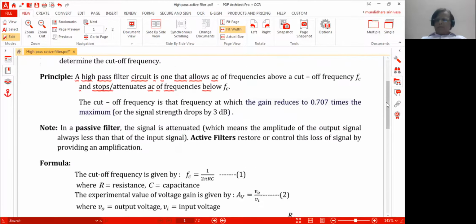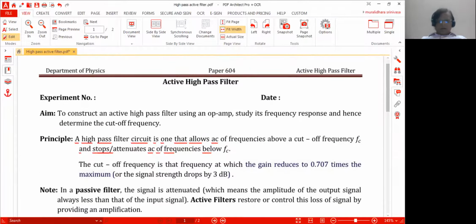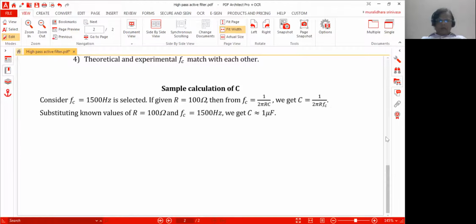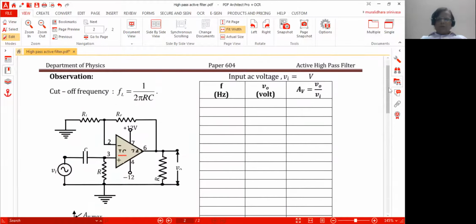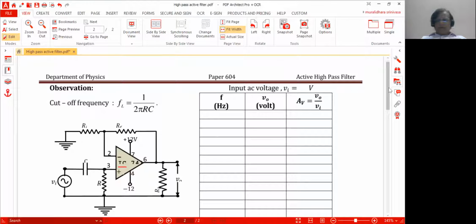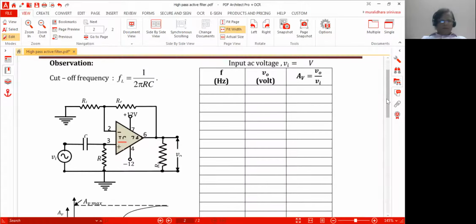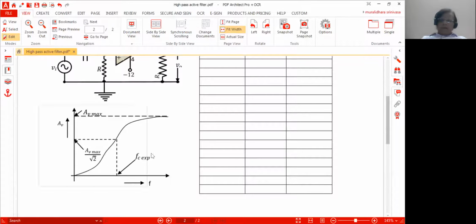Now, what is the procedure? There was a graph which I forgot to tell you about. So once you measure the output for each frequency, you tabulate like this: F, output voltage V0, and gain equal to V0 by Vi. Since we want to keep Vi constant at 1 volt, I have written it on the top. Now, what do you do? Once you have the readings, you plot a graph of frequency against gain. You can also use log F against gain. That would be a better idea actually.